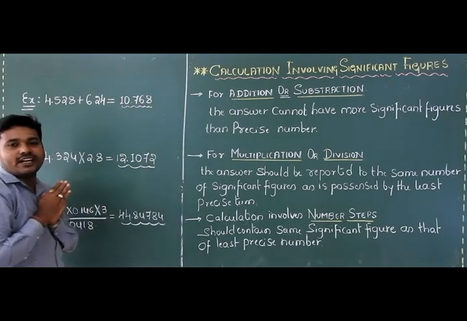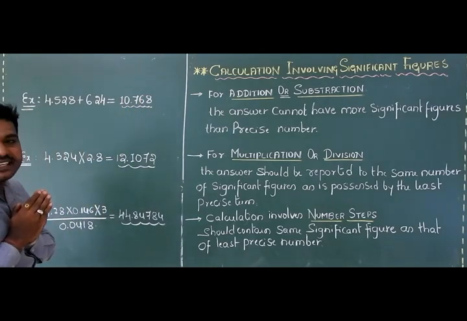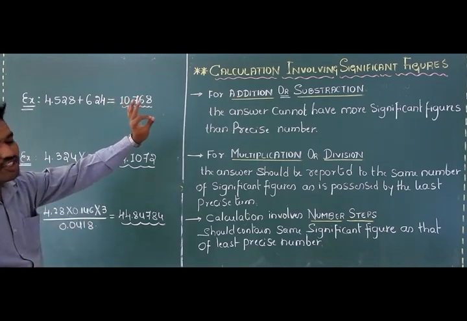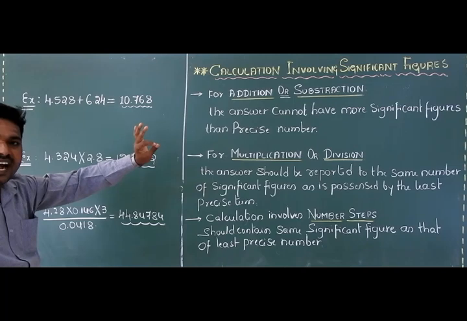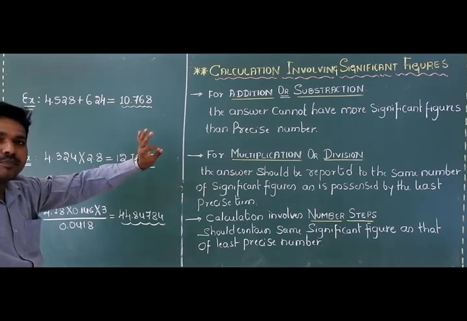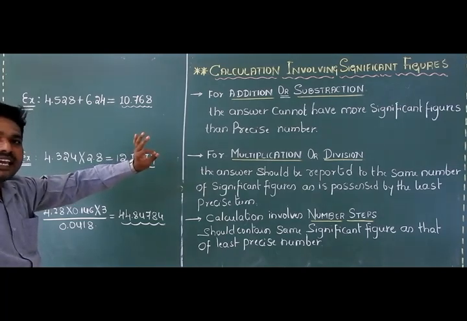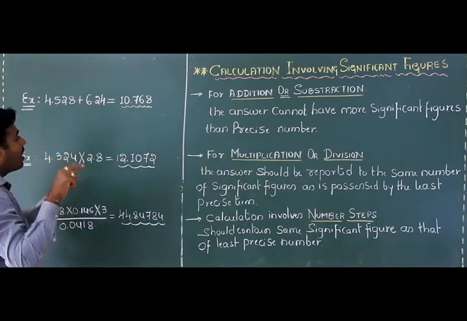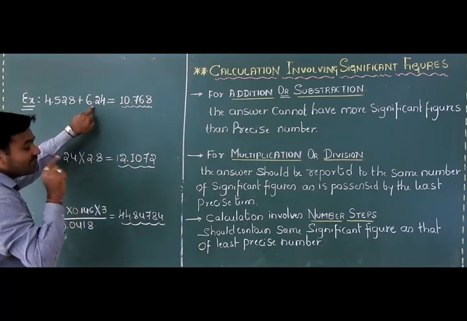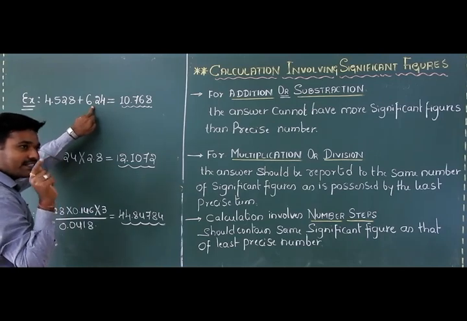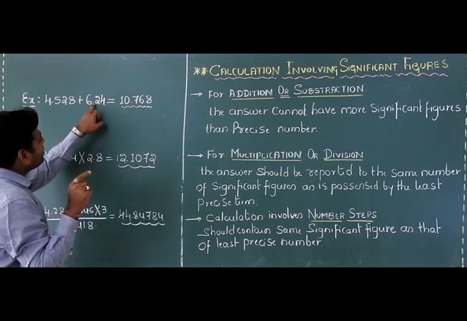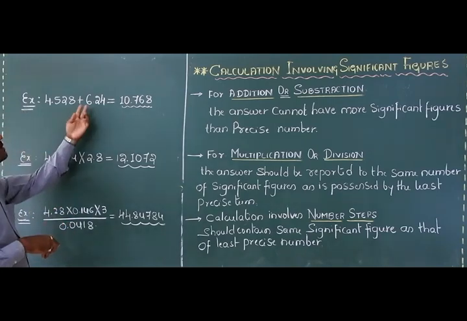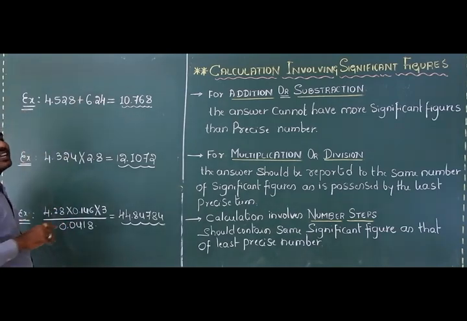10.768 is the answer. Now here, especially in case of addition or subtraction, always the answer should be reported as the same number of decimal places as that of the term with least number of decimal places. That means we report the answer with the least number of decimal places after the decimal point, that is 2 decimal places.